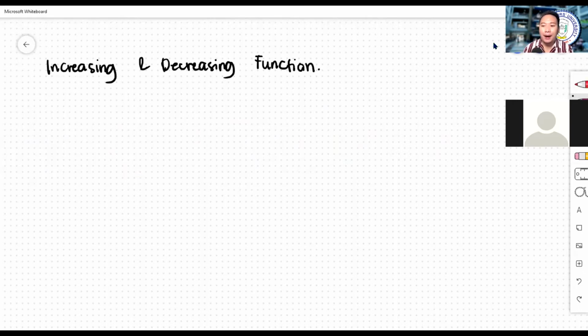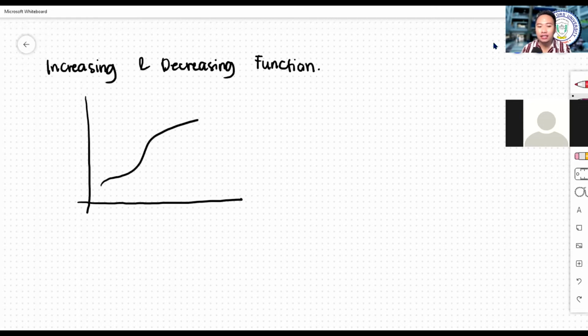So, let's say for example, I have a graph like this, and then a graph like this. We can say that this function is increasing, right? Based on what we see on that function. But how would you make an extensive definition of a function that is increasing? What do you think? How would you define it?